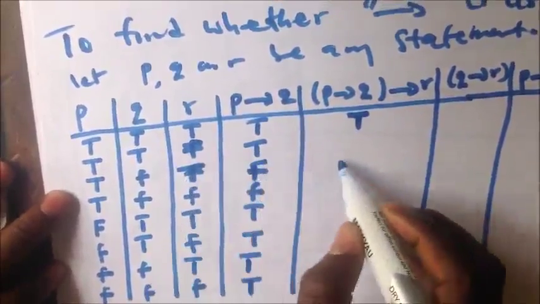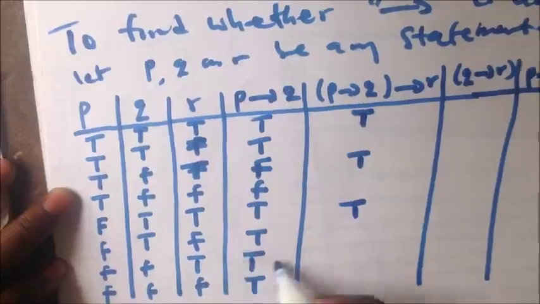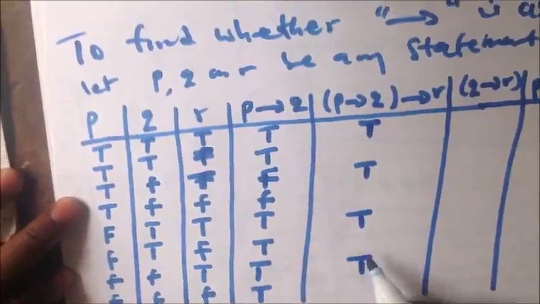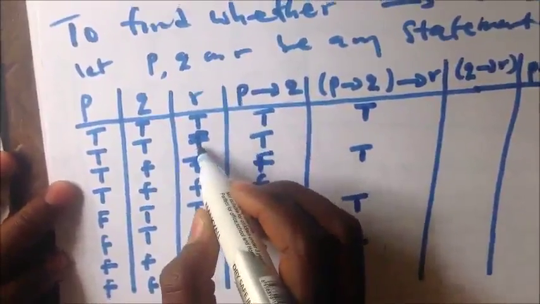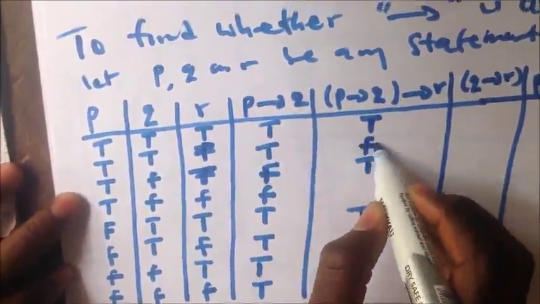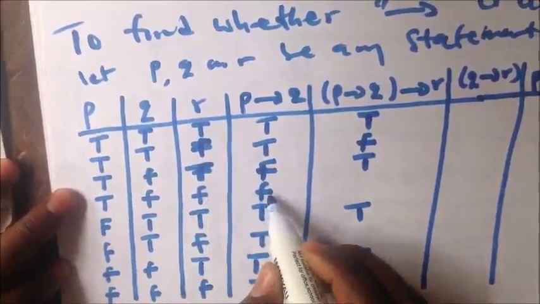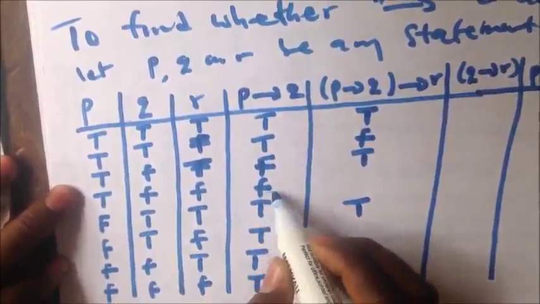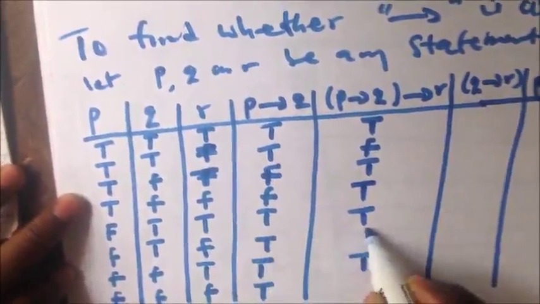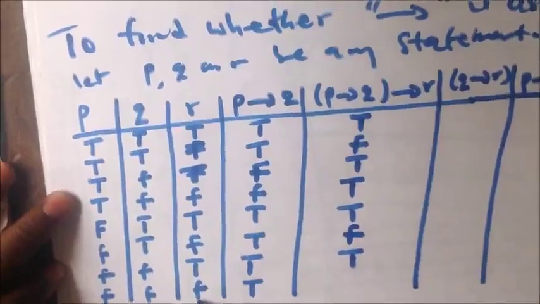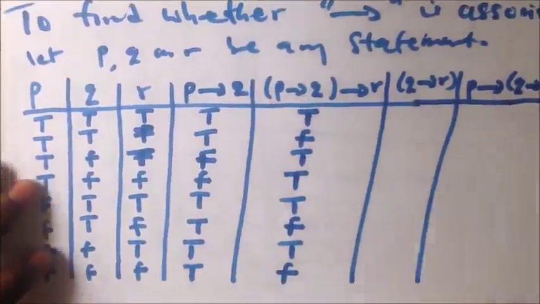Then in the case of this result implies R, we start checking where R is true, and this is true. Then this place is true, and this one is also true. Now if R is false, then what happened here? True implies false will be false. False implies false will be true. This is true implies false, it will be false. This is also true implies false, it will be false. So this is the condition of this column.